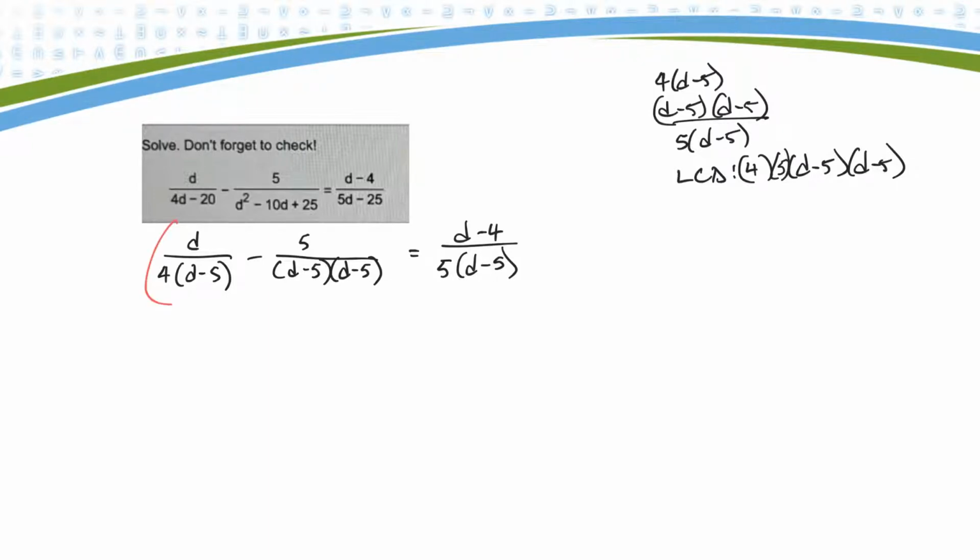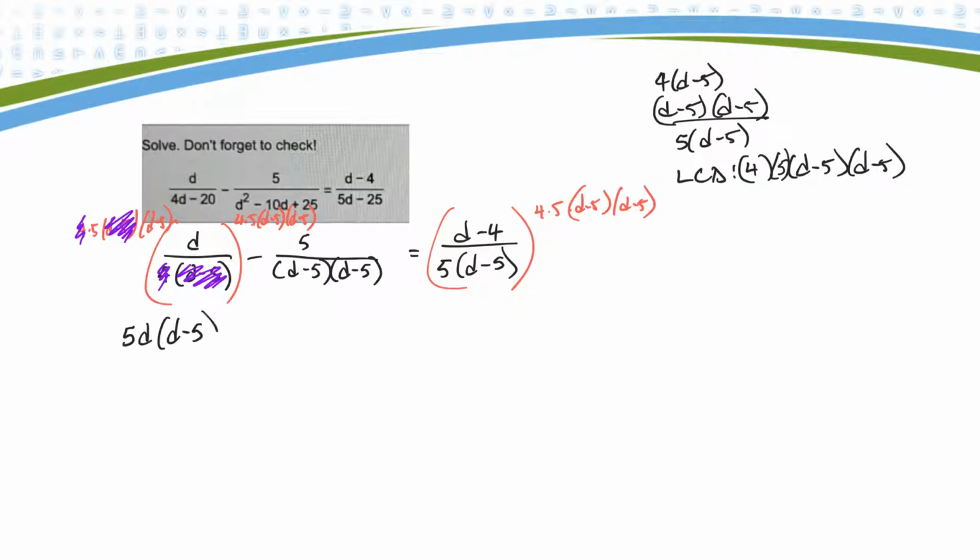I'm just going to do it in red here. So it'll be 4 times 5 times D minus 5 times D minus 5. 4 times 5. And those are all in the numerator, right? And then this last one, 4 times 5 times D minus 5 times D minus 5. Okay, so in this first one, the 4's cancel out, and one of the D minus 5's cancel out. So that'll leave me with a 5 and a D minus 5.